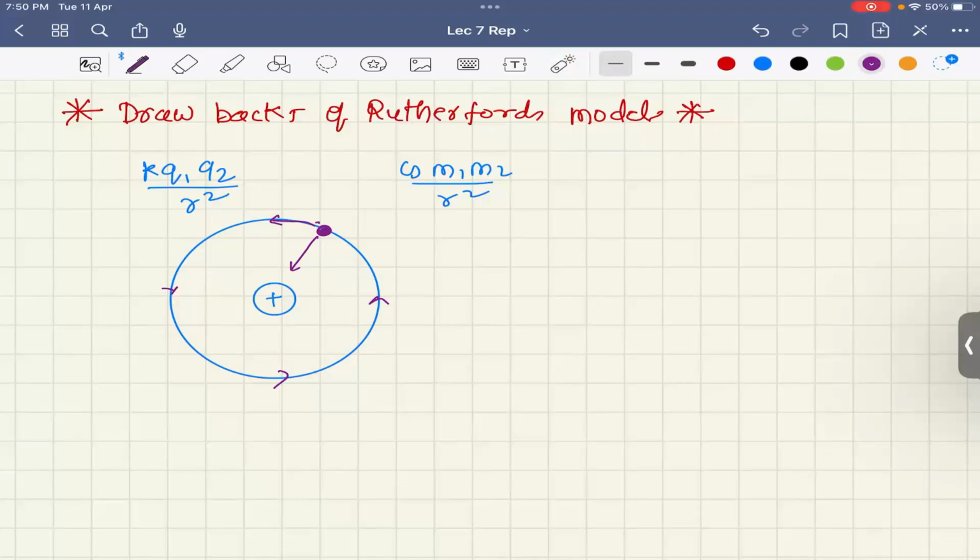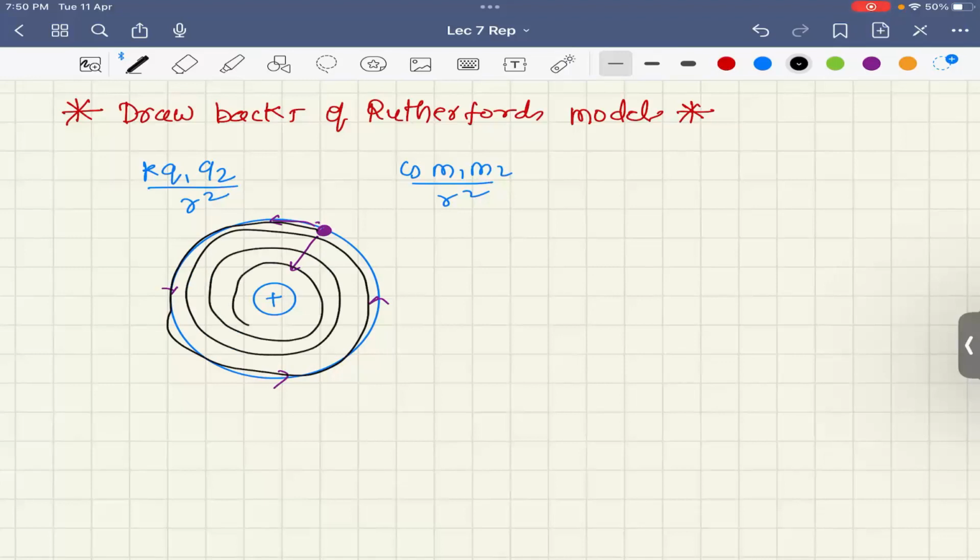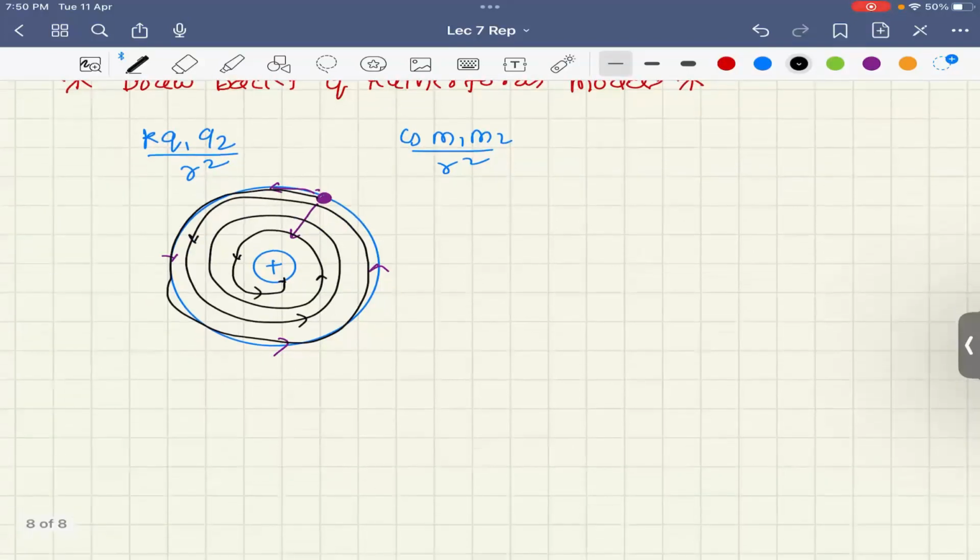It will be moving, let's say, like this, and it will be like this. The path should continuously decrease and eventually the electron should collide with the nucleus, collapse onto the nucleus, right? So this was not the case, right? This was one of the major drawbacks of the Rutherford model, right?